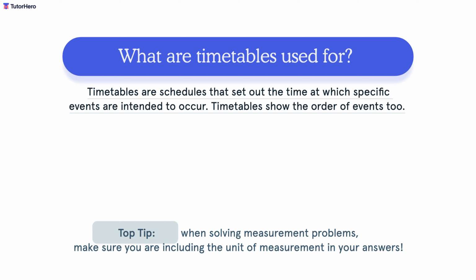What are timetables used for? Timetables are schedules that set out the time at which specific events are intended to occur. Timetables show the order of events too. For example, you may have seen or used a bus timetable, a timetable showing the lessons at school, or a timetable of films at the cinema.